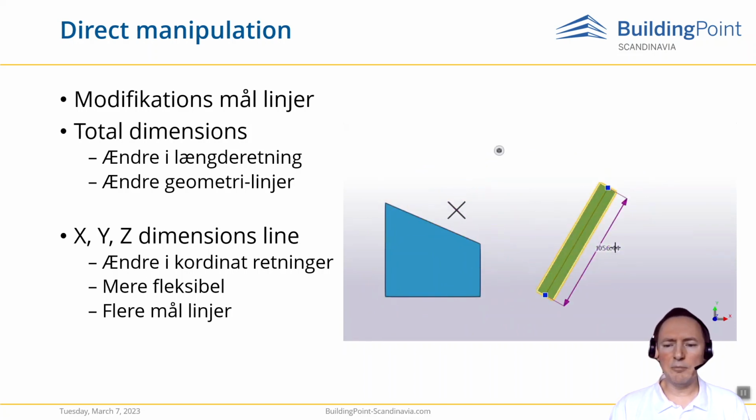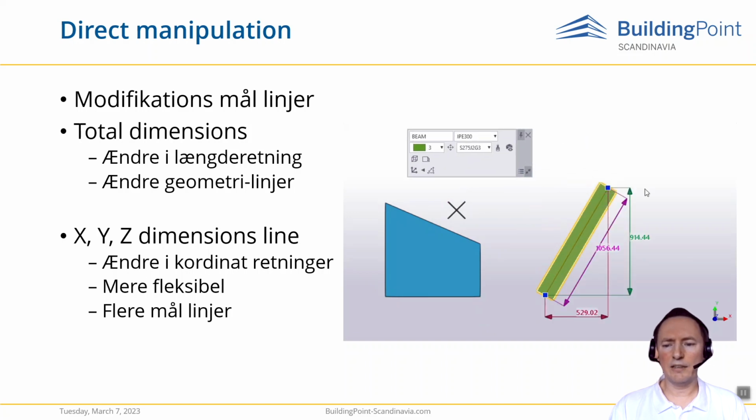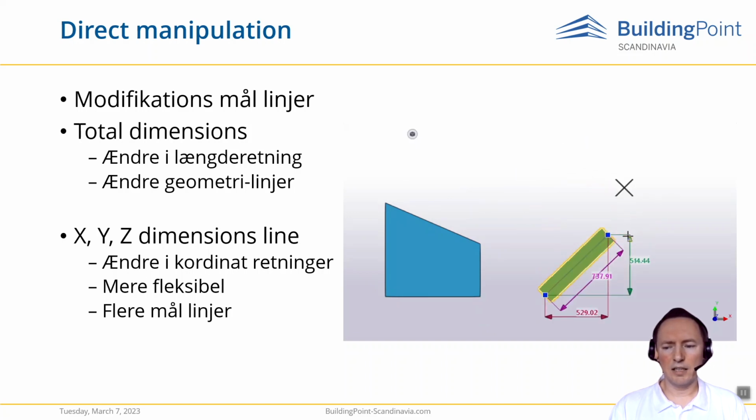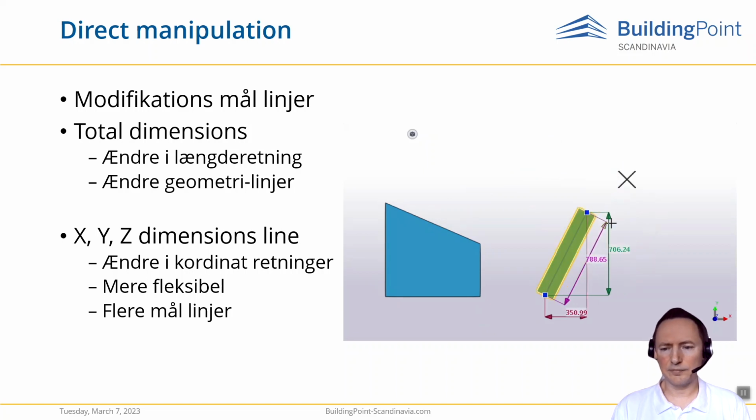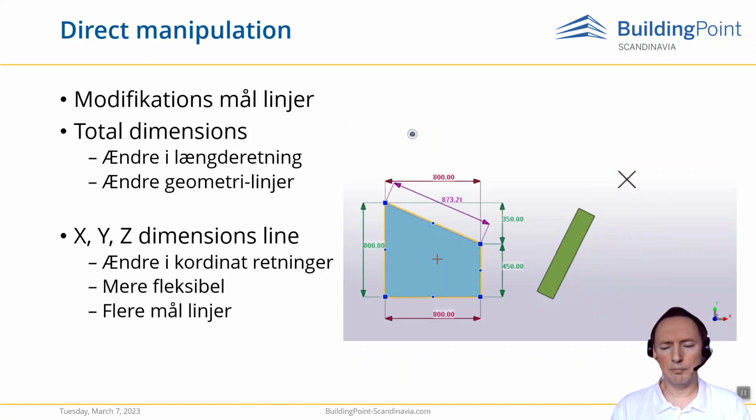The same goes for beams. If I hit the middle of the beam and go to the mini toolbar, hit the dimensioning, I can set X, Y, Z on. And now when I hit the line again in the middle, I get the X and Y coordinate dimensioning as well. So I can change that. So more lines to edit your part, beams, or plates with.